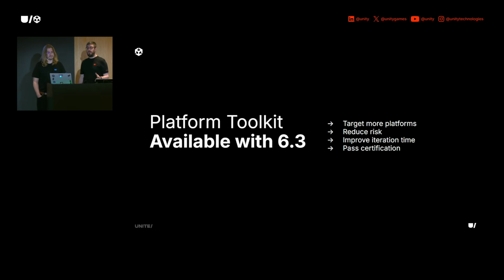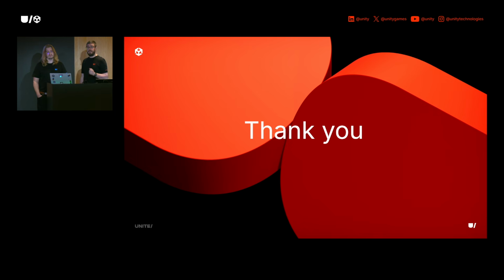Here are the main things that I hope you take away from this session. That Platform Toolkit is designed to help you target more platforms with lower risk, that it can help reduce iteration time by letting you test more in the editor, that it can help pass certification more reliably. PT is available when 6.3 launches, it's production ready, and our wonderful team is standing by to help you. Platform Toolkit is in active development, so more is on the way, and your feedback now can help shape our roadmap.